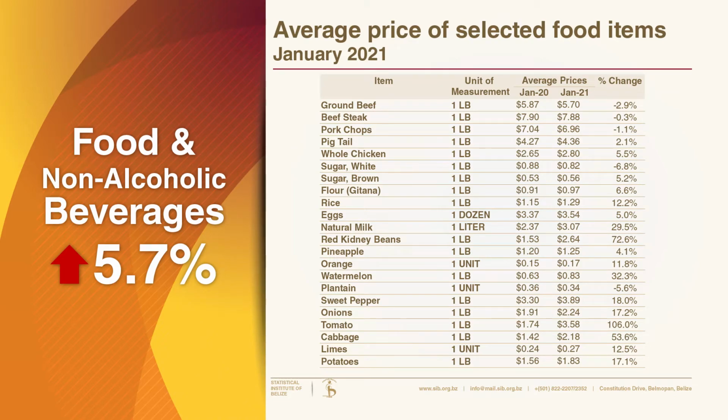The food subcategory alone, with an increase of 6.5%, was exclusively responsible for the increase within the category, as higher prices across major food groups were observed. In particular, fresh vegetables and fruits were the main items that contributed to the increase. Higher prices were observed in products such as tomatoes, rice, cabbage, watermelon, potatoes, onion, and sweet pepper. These increases combined were sufficient to offset lower prices among other goods within this category, such as ground beef, pork chops, beef steak, and plantain.